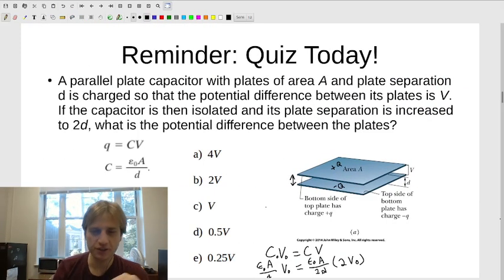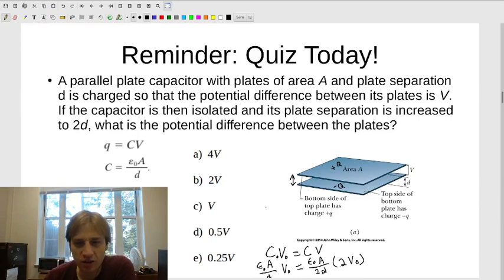Okay, so I noticed I had a typo in my slide. I hope you realize that we would need twice the voltage to maintain the same charge. So the potential difference in this case goes to 2 times the original voltage. So I did a little bit of fast editing on that slide.